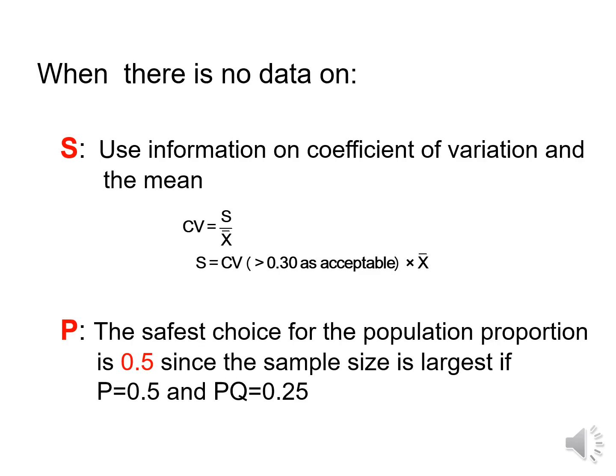If it is not possible to estimate the proportion, use 0.5 since sample size is largest if p is equal to 0.5 and pq is equal to 0.25. This will give you a sample size of 384. If a range of proportions is given, get the value closest to 0.5.